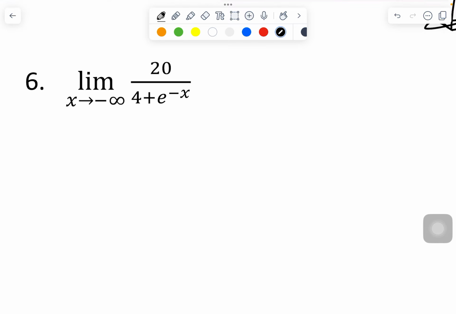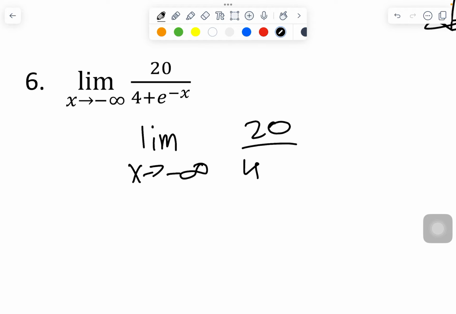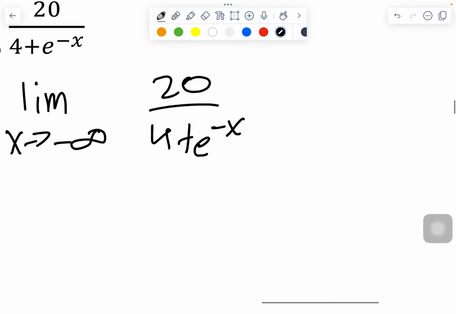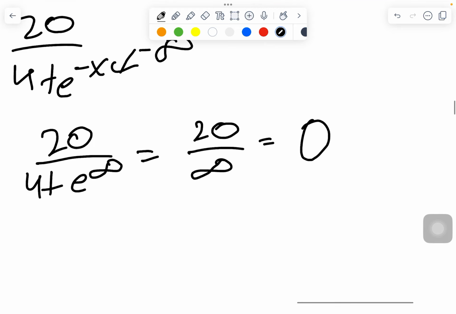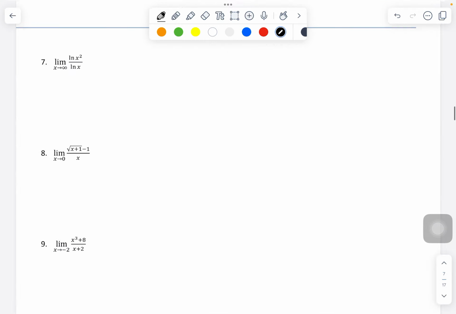So over here, what we have going on is x approaches negative infinity, 20 over 4 plus e to the negative x. So when we plug negative infinity in there, we actually get 20 over 4 plus e to the infinity, which means 20 over infinity, and any constant over infinity we can say is equal to 0.